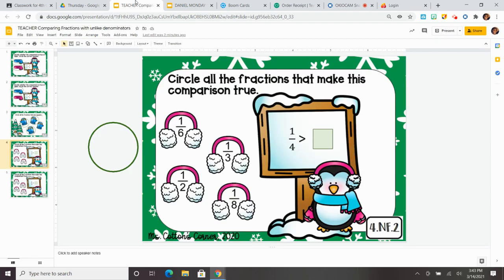So I can go back to my screen, to my slide. I can put in 1/6. It says circle, excuse me. I can circle 1/6. Now I'm going to go to 1/3. 1/4. Let's see if I can fit the paper.